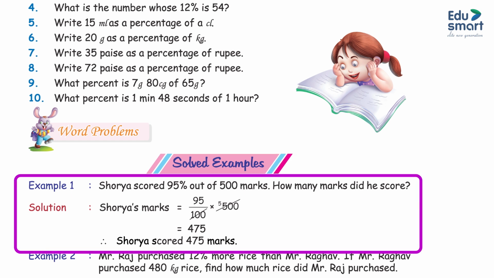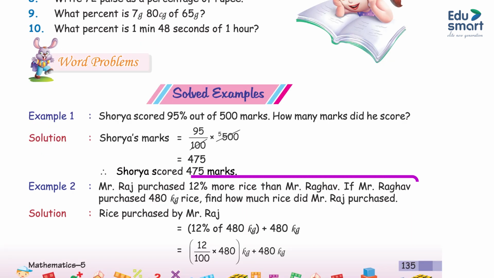Shaurya scored 95% out of 500 marks. How many marks did he score? Solution. Shaurya's marks: 95 upon 100 into 500. Shaurya scored 475 marks.